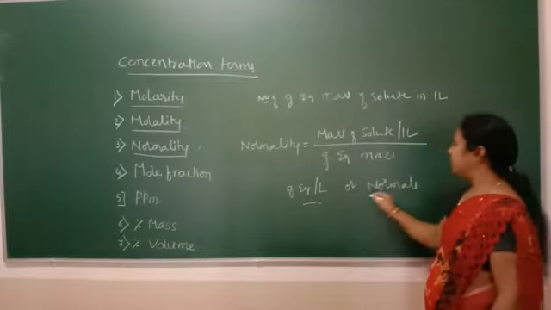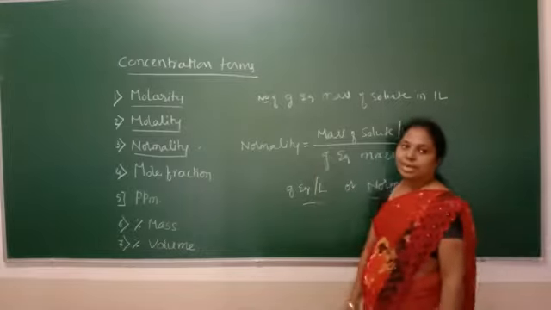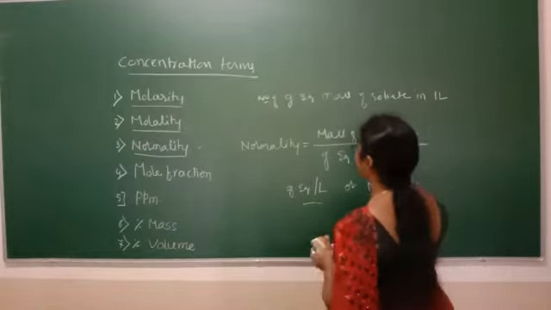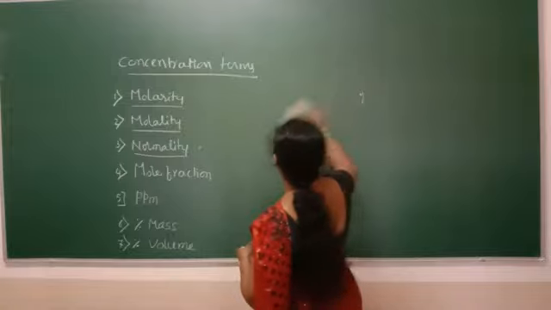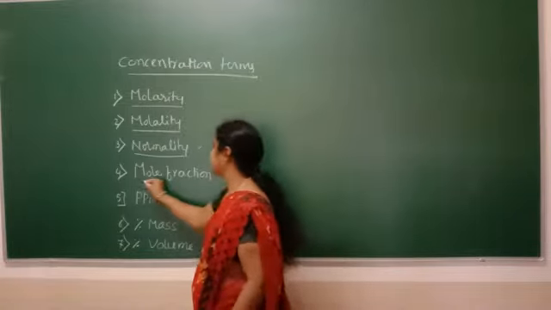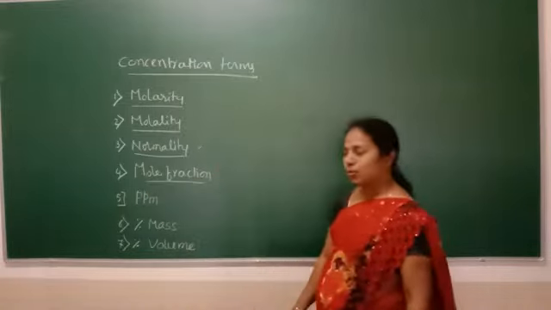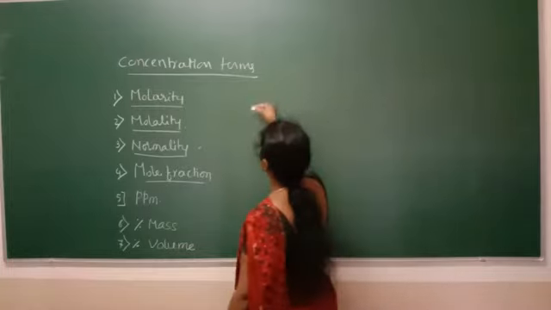So this is nothing but the unit of the normality, the third concentration term. Next, we will go through another, fourth concentration term. It is called the mole fraction. So how can we define mole fraction? Mole fraction of any component.